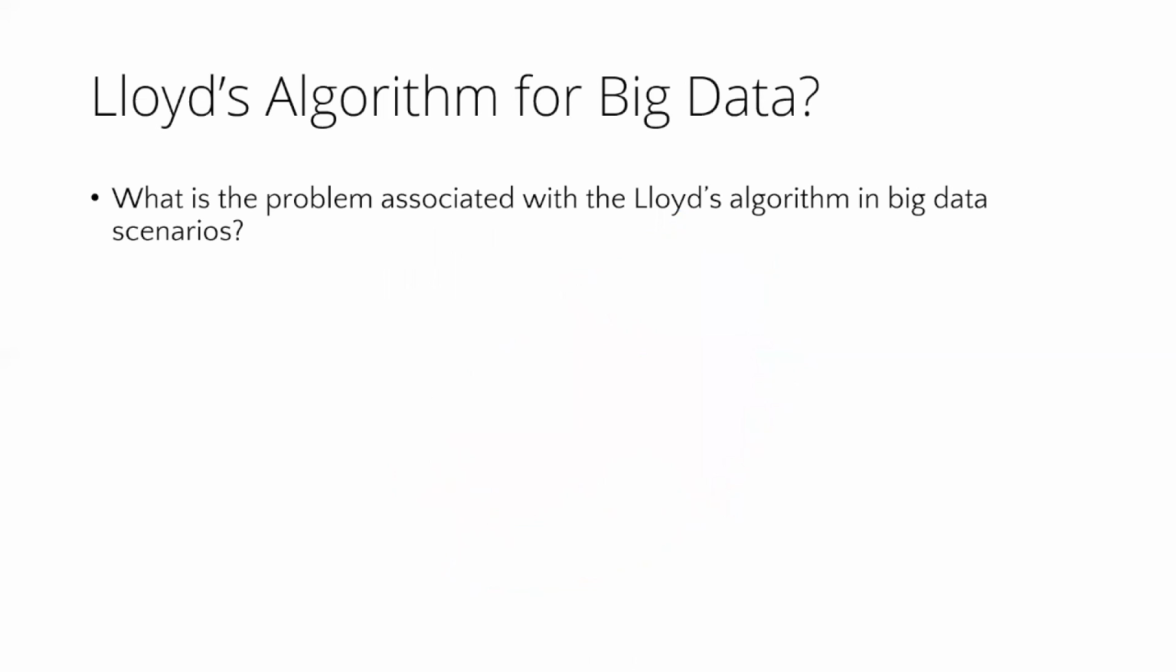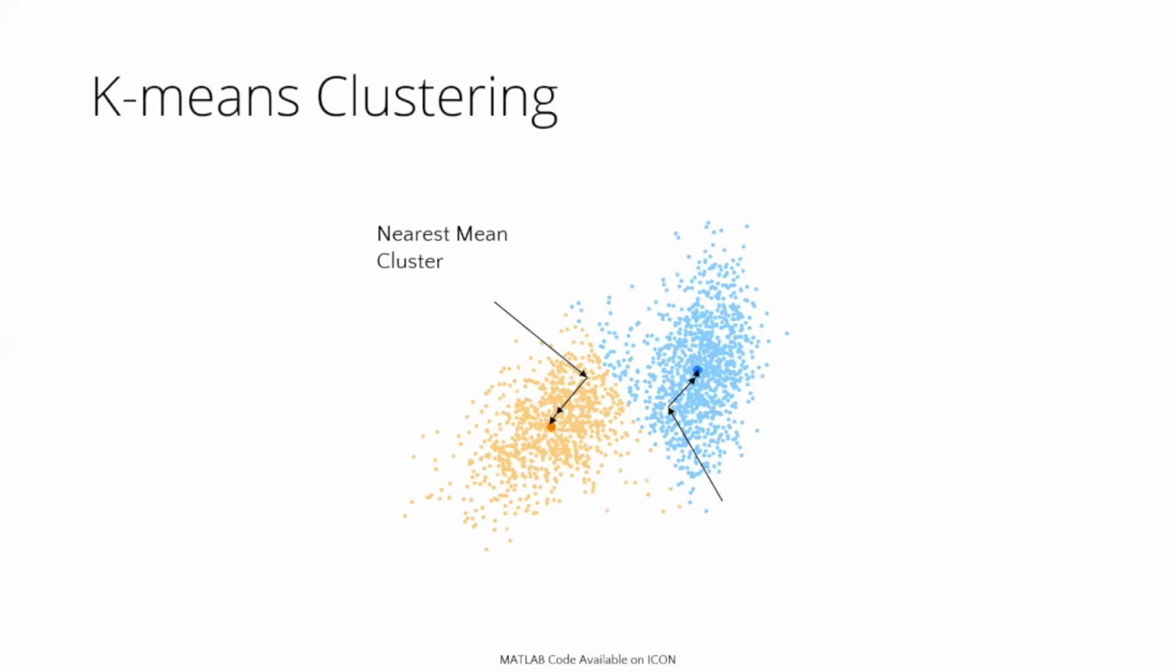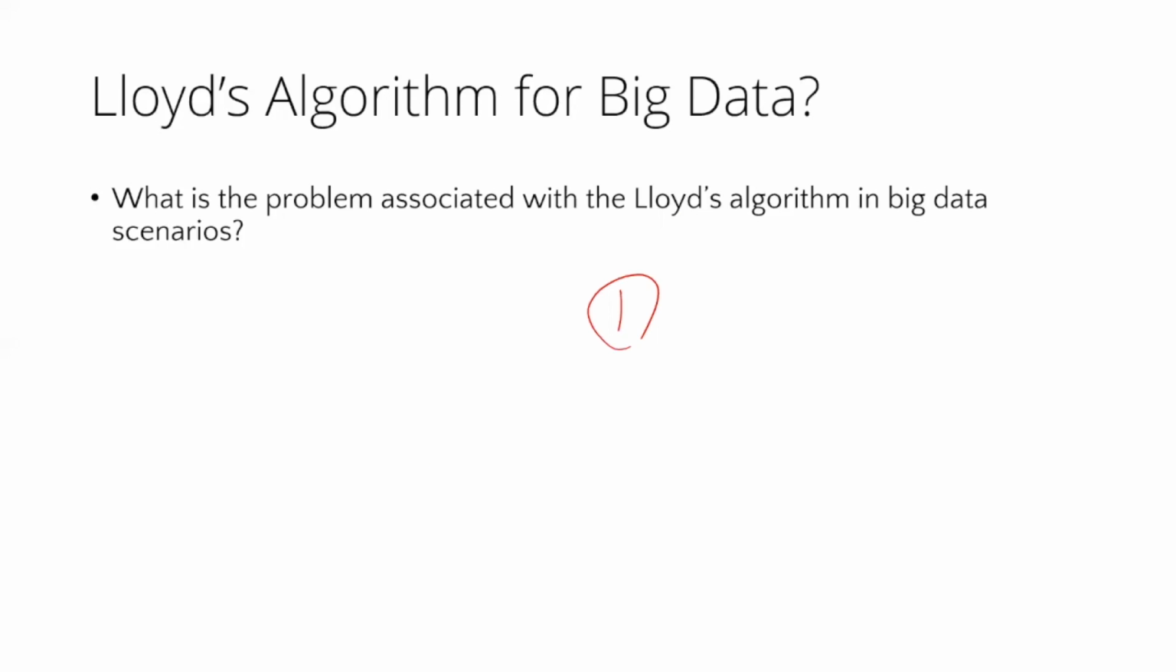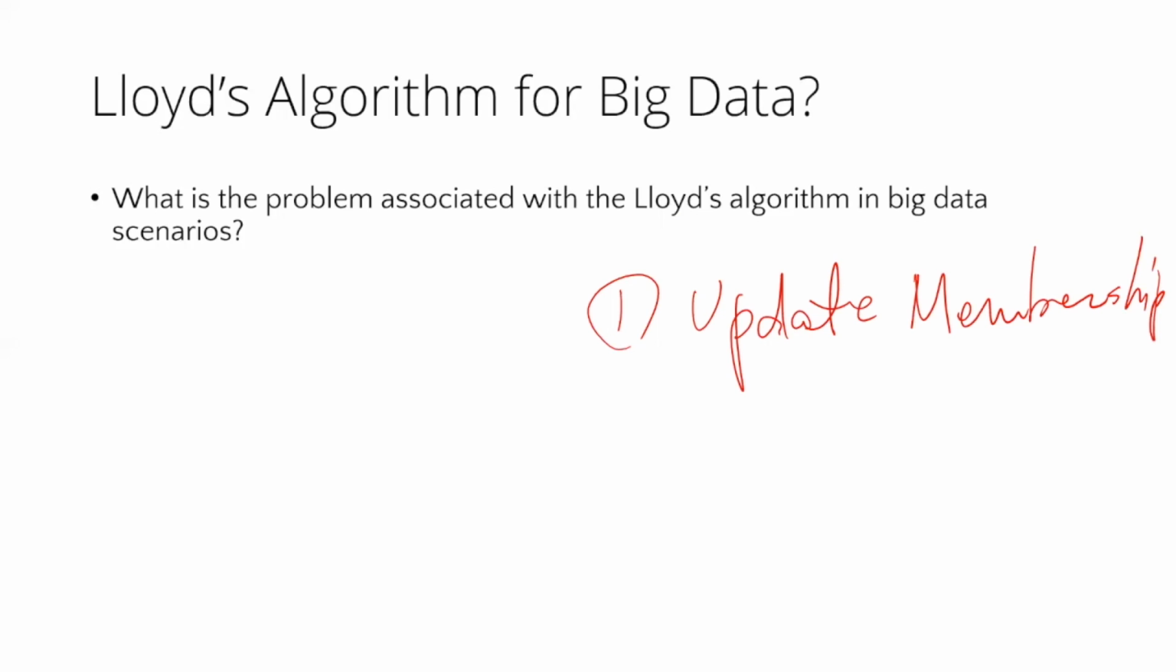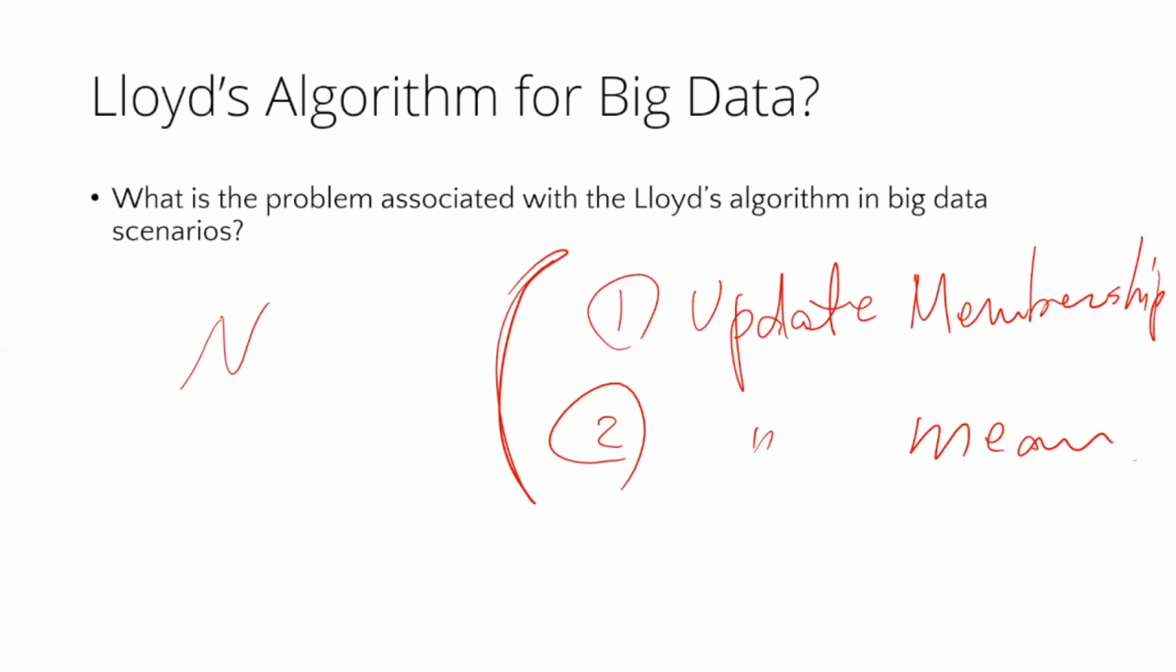Now, if you think about it, what's going to be the problem regarding the Lloyd's algorithm? So, there are two steps. One is update membership. And then the second thing is update mean. And then the Lloyd's algorithm is basically the repetition of these two steps until convergence, right? So I was going to put you in the breakout room to have a chance to discuss what's going to be the issues regarding the Lloyd's algorithm when the number of data n is really large.